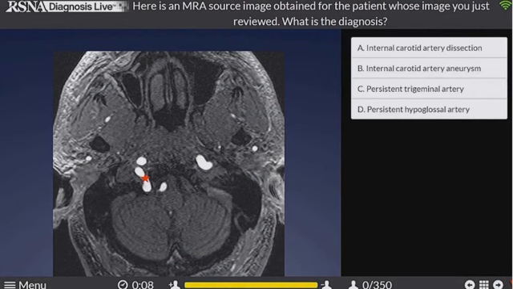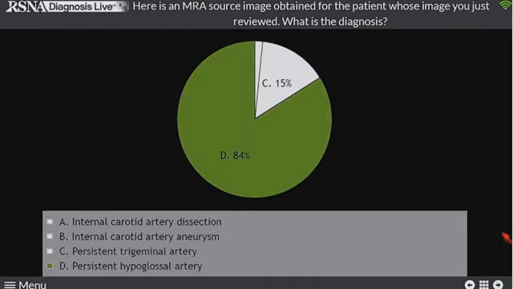What is the diagnosis? Is this an internal carotid artery dissection? Is this an internal carotid artery aneurysm? Is this a persistent trigeminal artery? Or is this a persistent hypoglossal artery? Let's see what we got. So 84% of you said indeed this is a persistent hypoglossal artery.